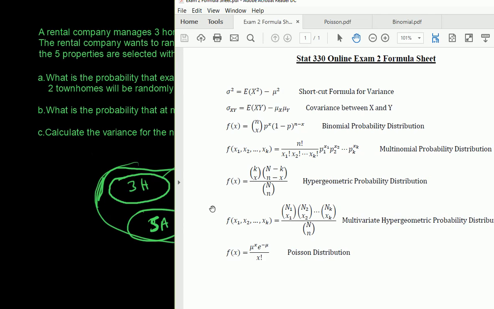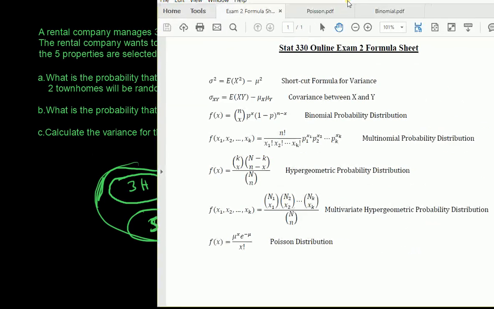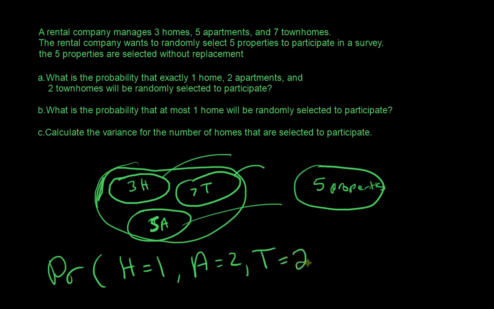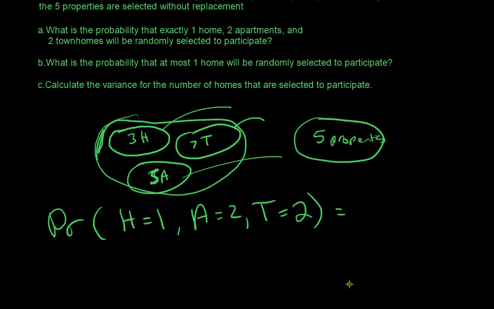Now, you know it's multivariate because we have 3 different types of objects. We have homes, apartments, and townhomes. So you see these 2 are the only 2 options with multivariables, or more than one variable, right? Okay. So the first question is, find the probability that there will be exactly 1 home, so H equals 1, 2 apartments, so A equals 2, and 2 townhomes, T equals 2. Okay, so using the multivariate hypergeometric probability distribution function, we can solve this.